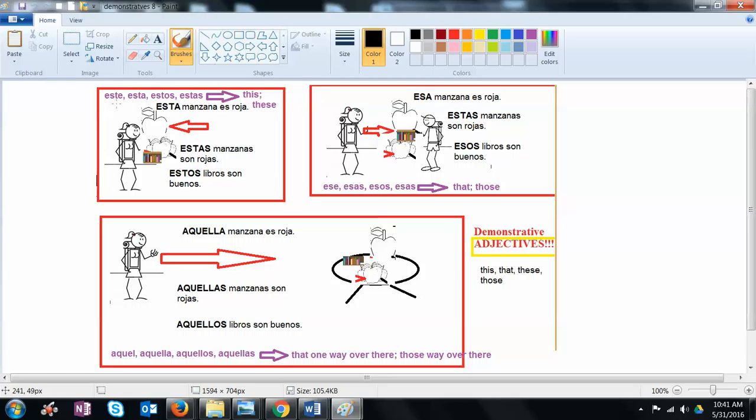So when something is close to you, if it's masculine, you use este. If something is close to you and it's feminine, you use esta. If something is close to you and it's masculine and plural, you're going to use estos. And if something is close to you and it's feminine and plural, you're going to use estas.